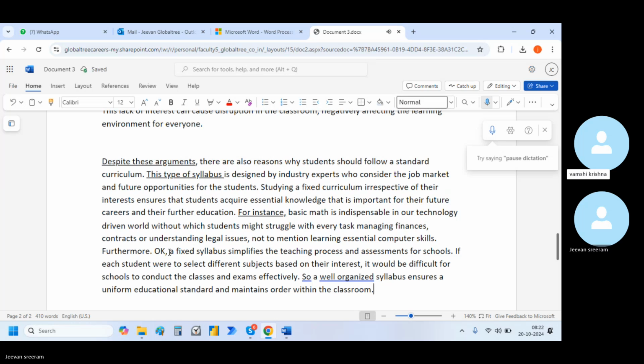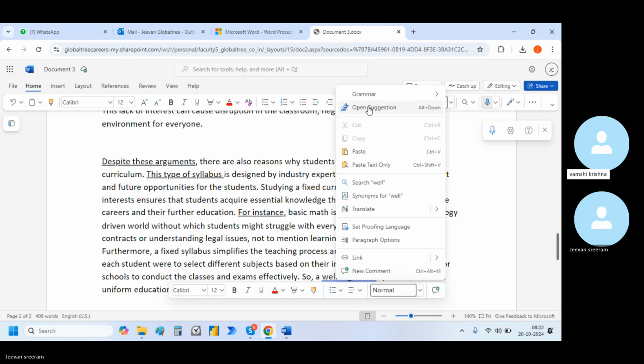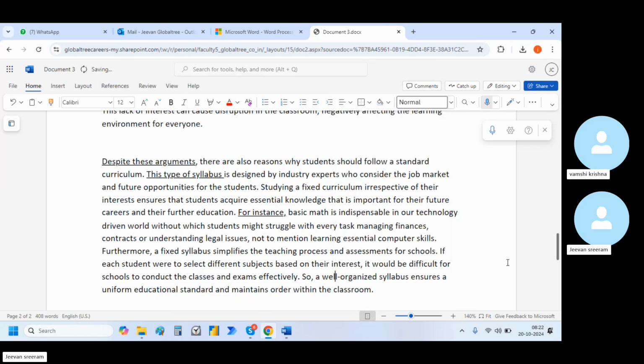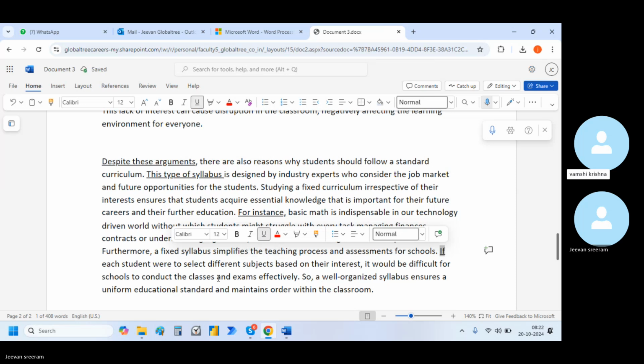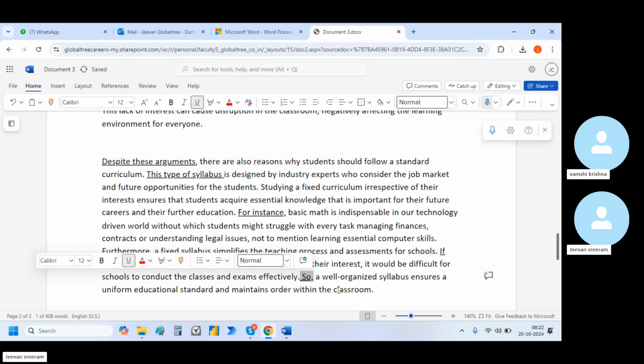Yeah, please observe. Furthermore, a fixed syllabus simplifies the teaching process and assessments for schools. If each student were to select different subjects based on their interest, it would be difficult for schools to conduct classes and exams effectively. So, a well organized syllabus ensures uniform educational standard and maintains order within the classroom. Is it clear? Again, I used a conditional. There is a transition, so, conjunction. And there is another transition, furthermore. You should be able to use this sort of linker suitably in your responses, buddy.